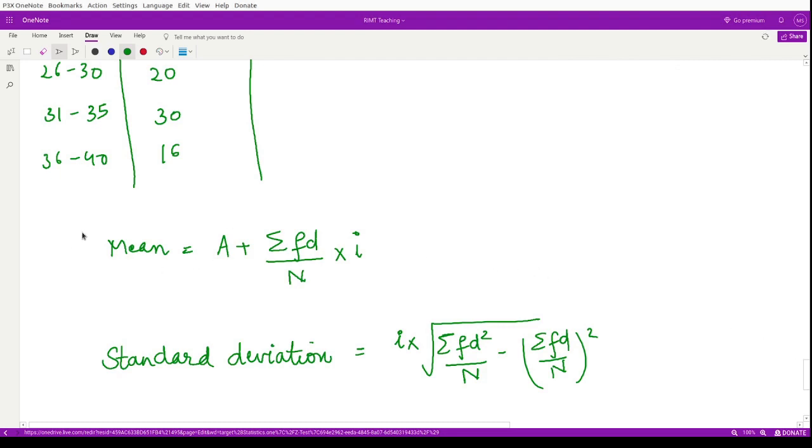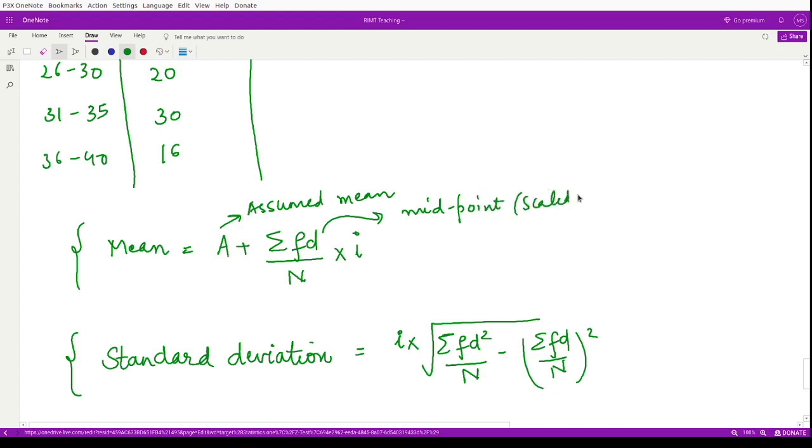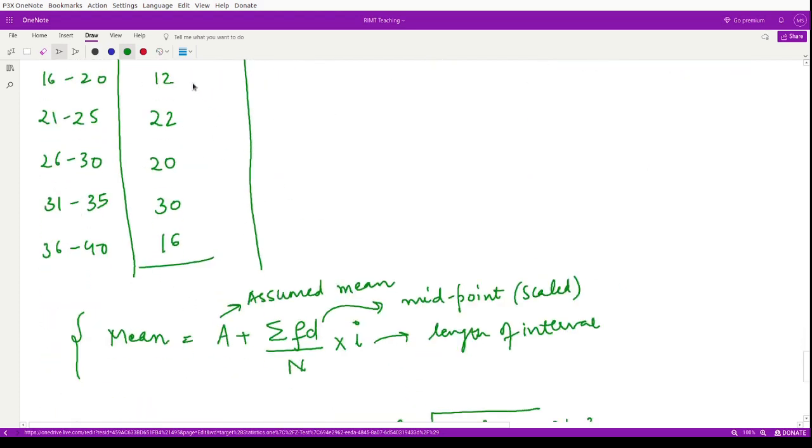So these are the two formulas for mean and standard deviation. Now here what is A? A is the assumed mean. D is the scaled midpoint values, right? I is the length of interval. And what is N? N is the total frequency. So when you add up all these 12, 22, and so on, you will get 100 here, which is the sample size. So N here is 100.